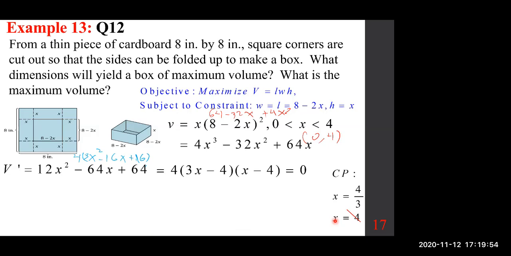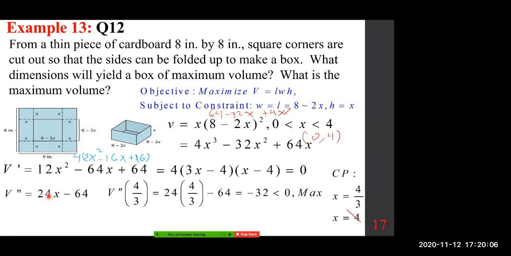V double prime is 24x minus 64. And if you replace it with 4/3, you get negative 32 because 3 and 24 cancel each other. 8 times 4 is 32, minus 64 is negative. So because it's negative, it's concave down, maximum occurs at x equals 4/3.